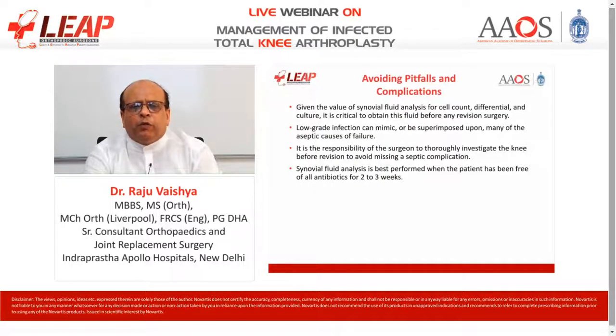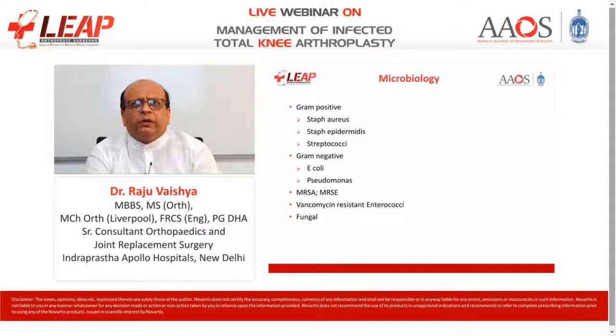Given the value of synovial fluid analysis for cell count, differential and culture, it is critical to obtain this fluid before any revision surgery, because this is a direct test that could prove the infection. Low-grade infection can mimic or be superimposed upon many of the aseptic causes of failure. It is the responsibility of the surgeon to thoroughly investigate the knee before revision to avoid missing septic complications, and synovial fluid analysis is probably best performed when the patient has been free from all antibiotics for 2 to 3 weeks.